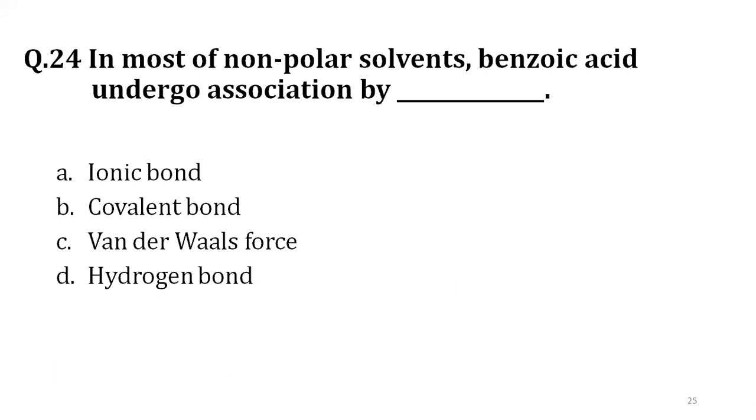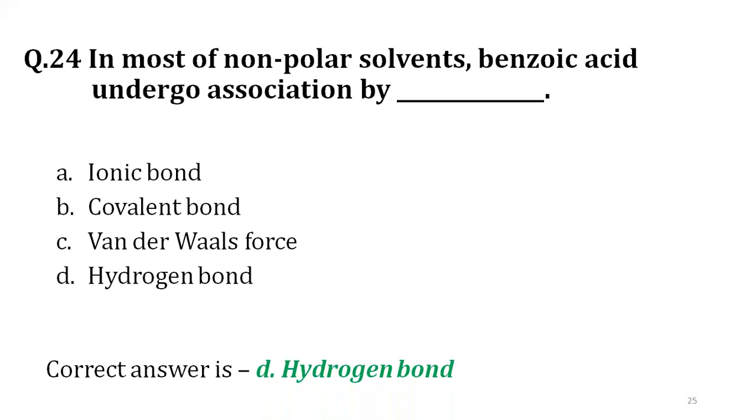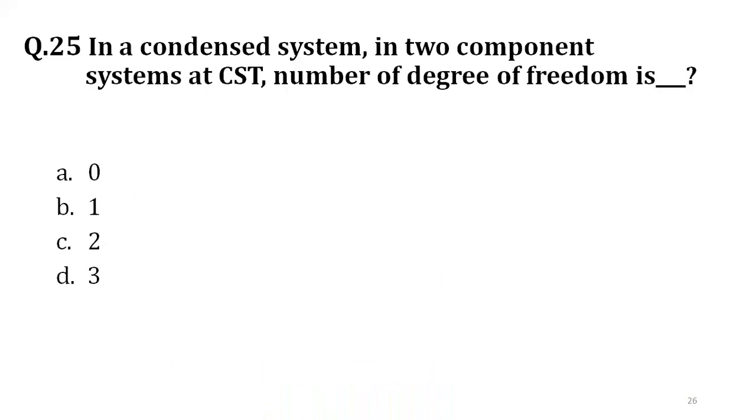So if you recall the diagram of the partition coefficient, that is the benzoic acid molecules in most of the non-polar liquids, then you will get this answer. The correct answer is D, that is a hydrogen bond. So formation of the hydrogen bond between the two carboxylic functional groups is responsible for the association of benzoic acid in the nonpolar solvents.